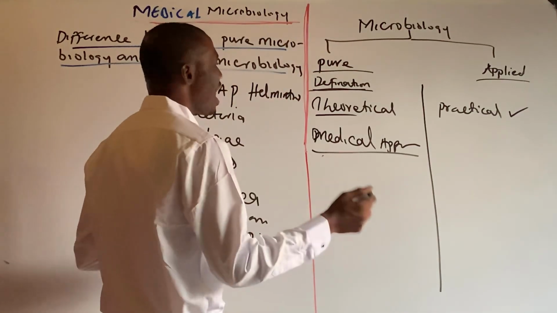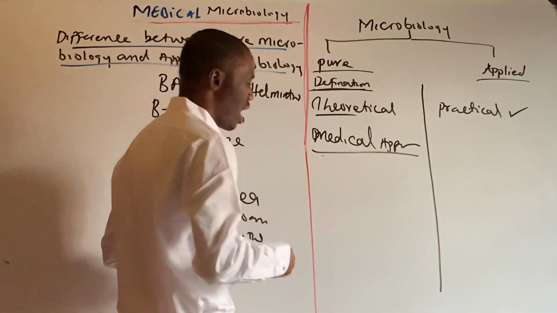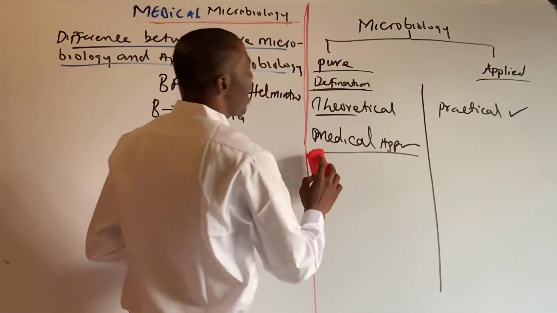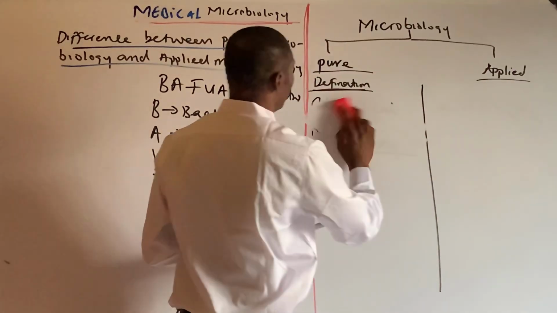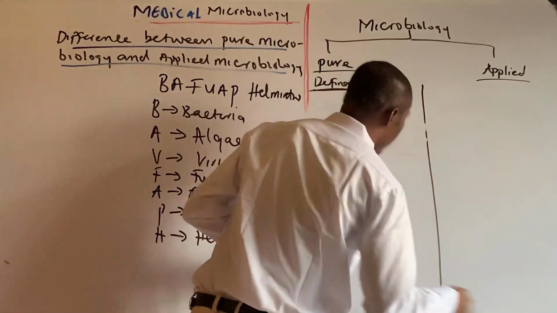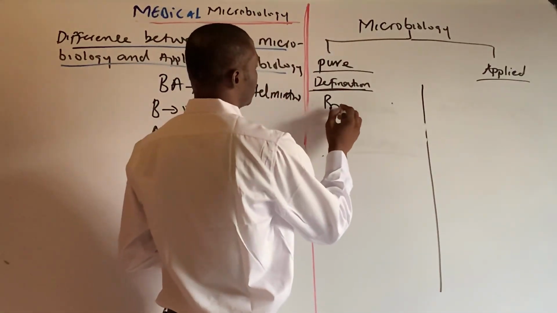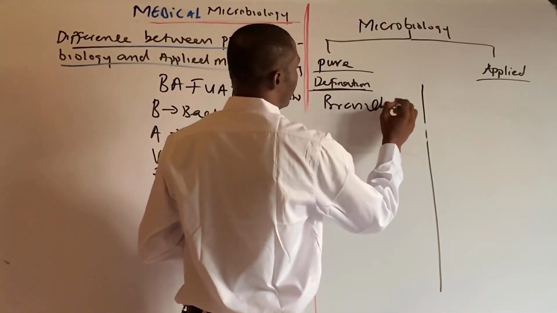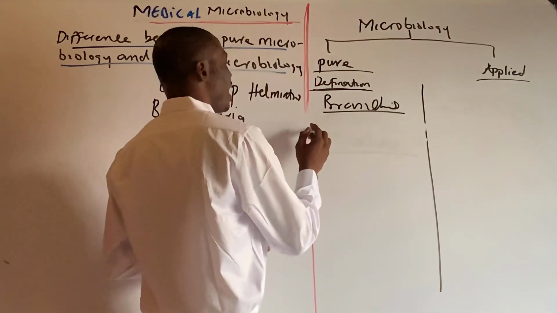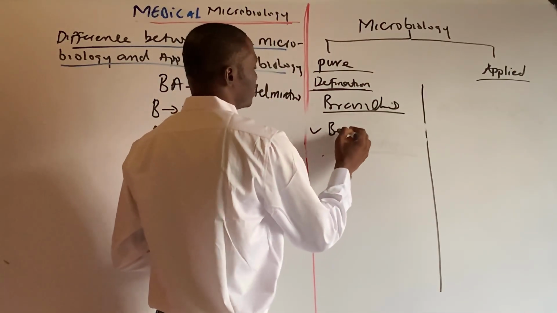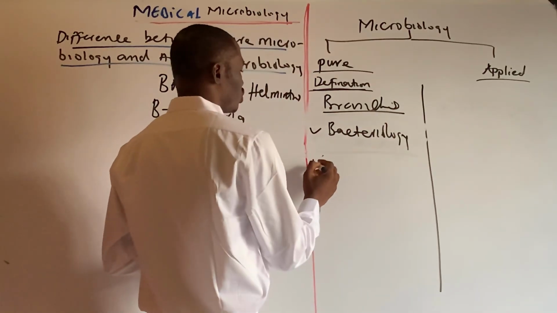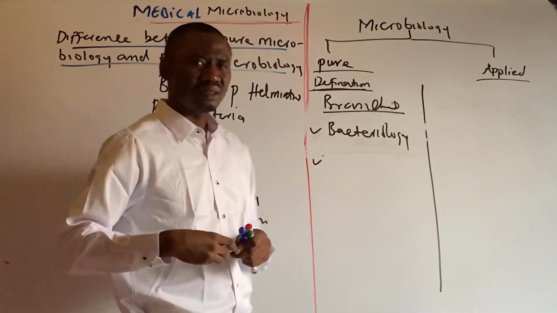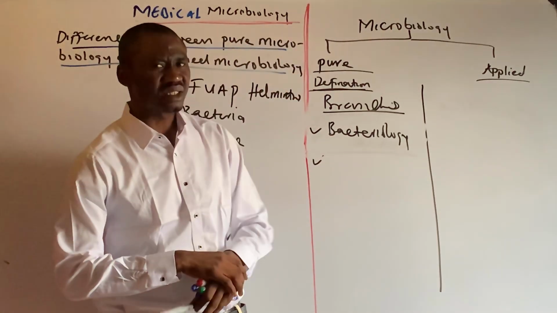Now, we will look at the branches of pure microbiology and applied microbiology. So let's look at the branches of those. Now, the first one, the branches or the discipline. For here, we have bacteriology. Please tell us what bacteriology means. This is the study of bacteria.